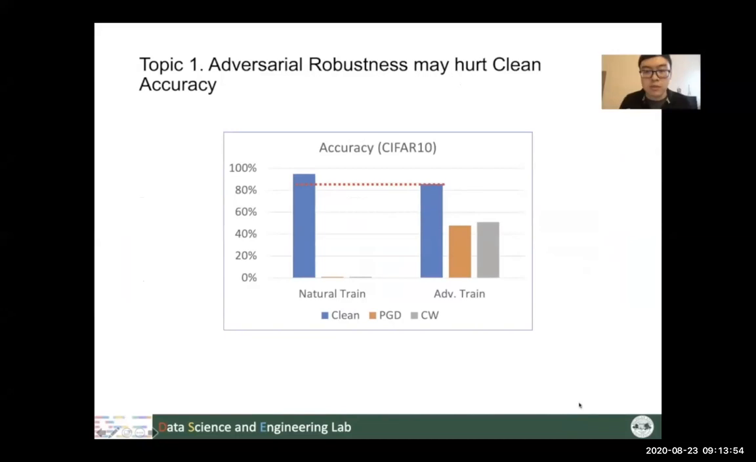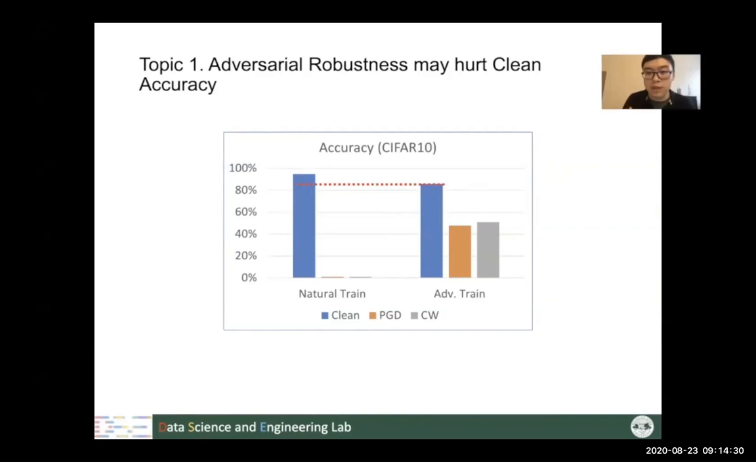These topics are based on the fact that if we look at the experimental results of PGD adversarial training, after we do the adversarial training, the model's accuracy on the clean examples can be reduced by a large margin. So people call this phenomenon the trade-off relationship between clean and adversarial accuracy, because they assume that if we want to have a more robust model, we have to sacrifice some clean accuracy.